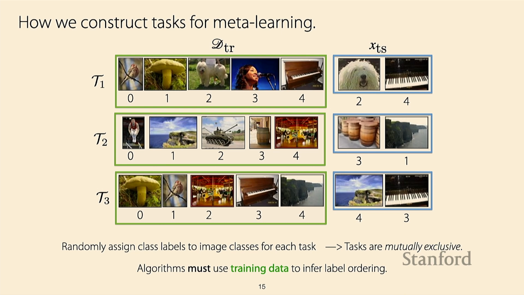And as a result of the fact that the tasks are mutually exclusive, in order to actually minimize the meta-training loss, the model has to actually use the training data. It has to look at the assignment of labels to images in the training data in order to accurately make predictions on the test sets or the query sets.